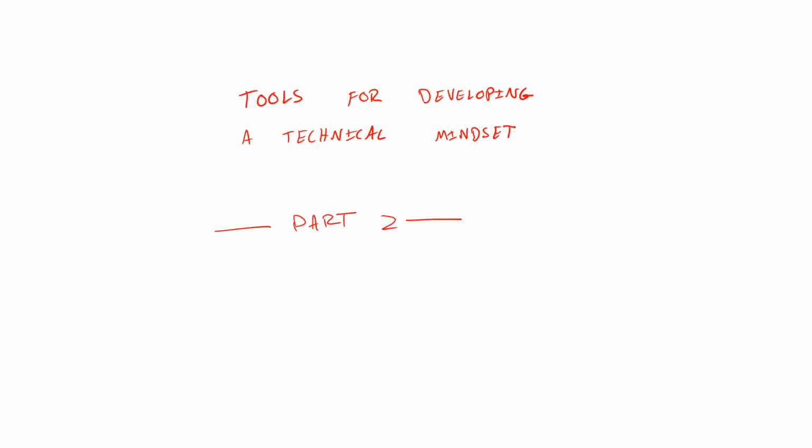Tools for Developing a Technical Mindset, Part 2. In this section, we will talk about models, projections, corrections, breadth, and notebook.